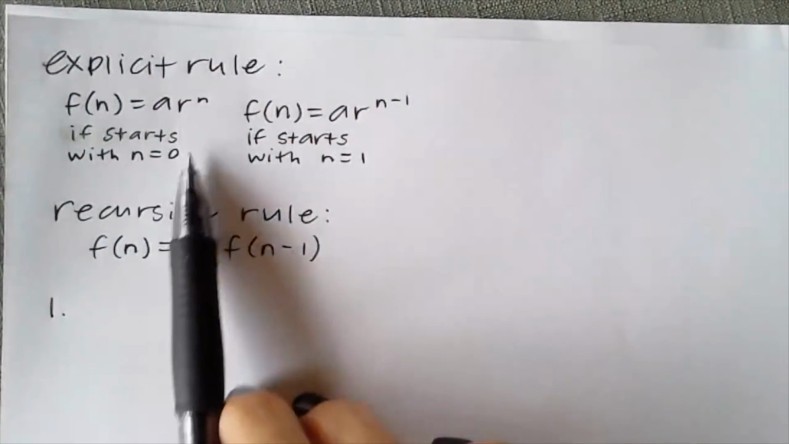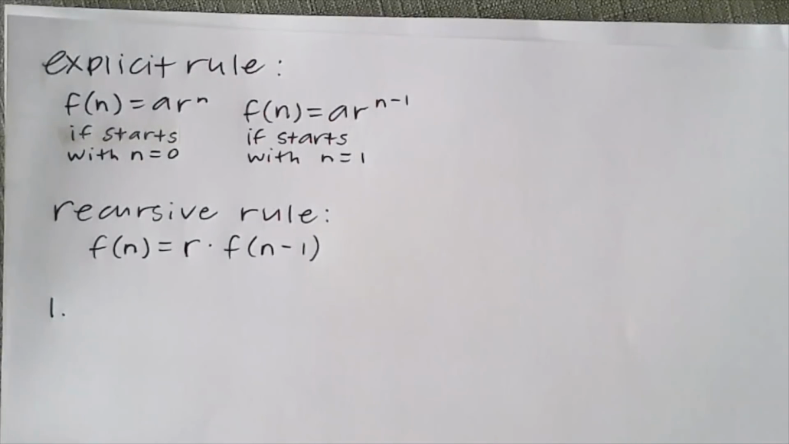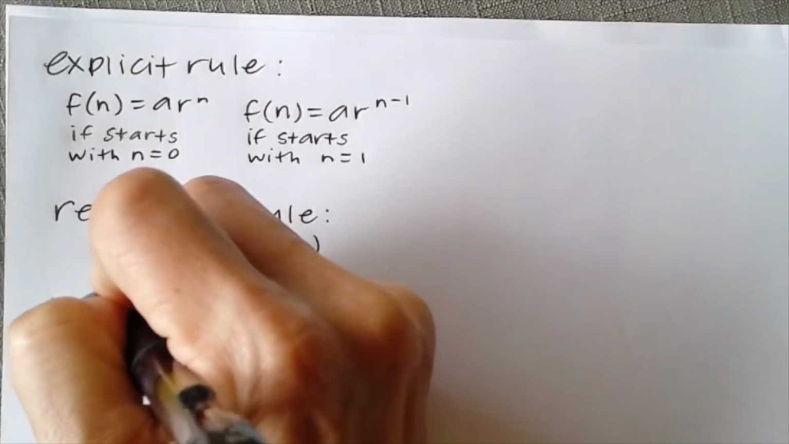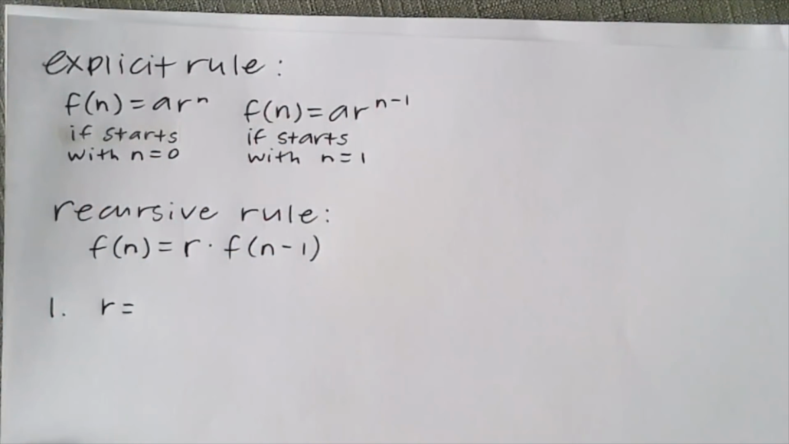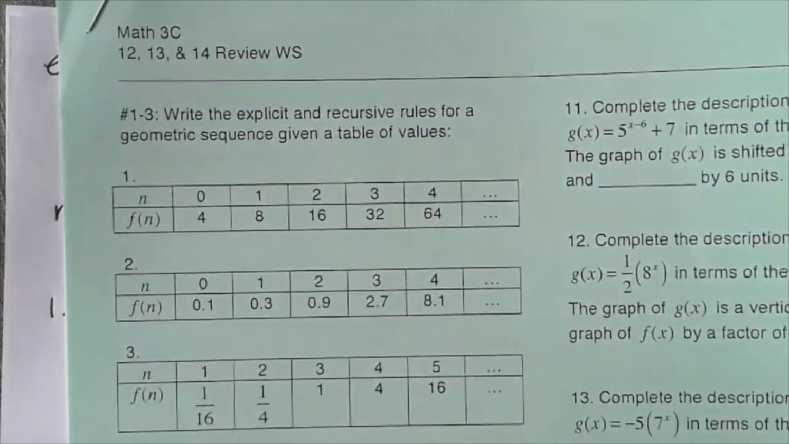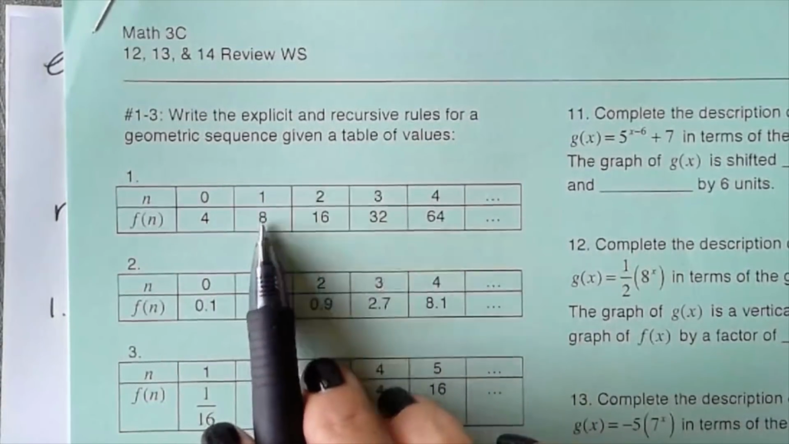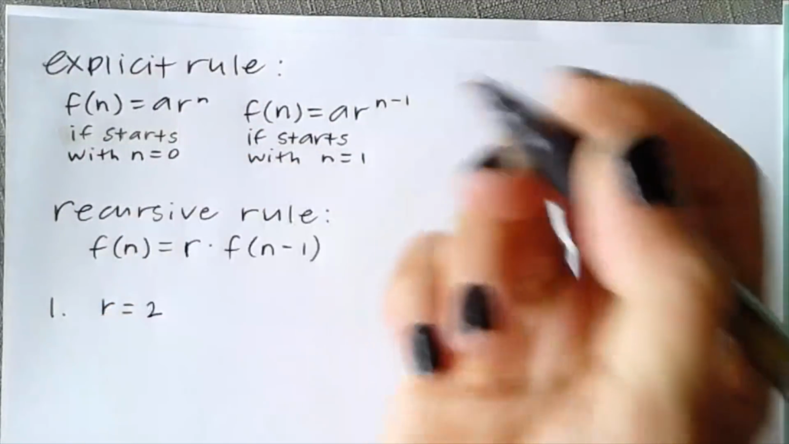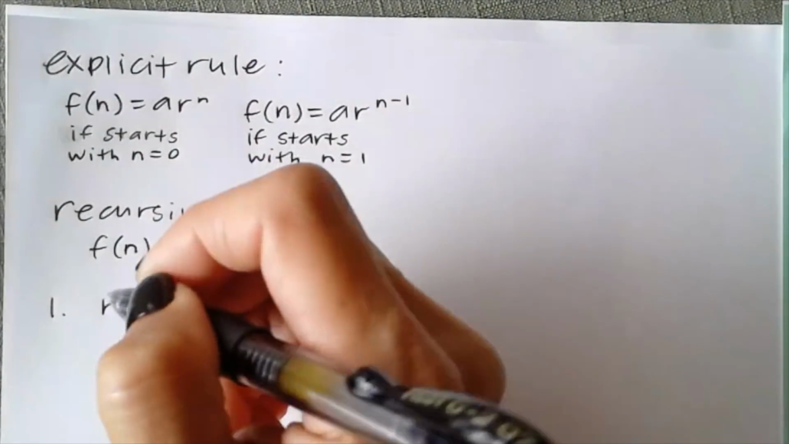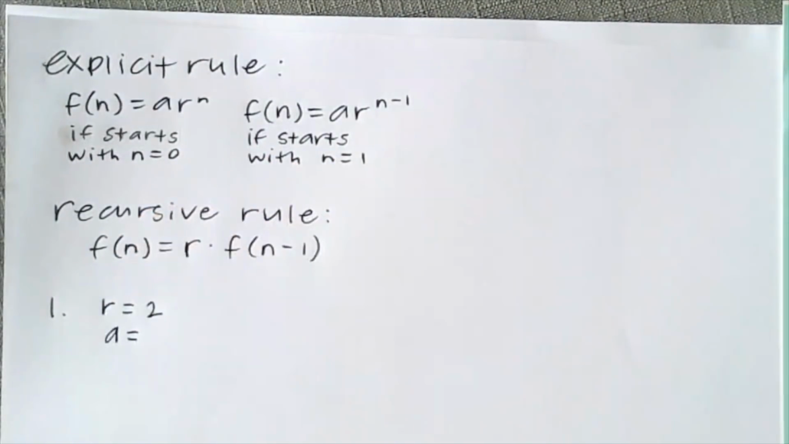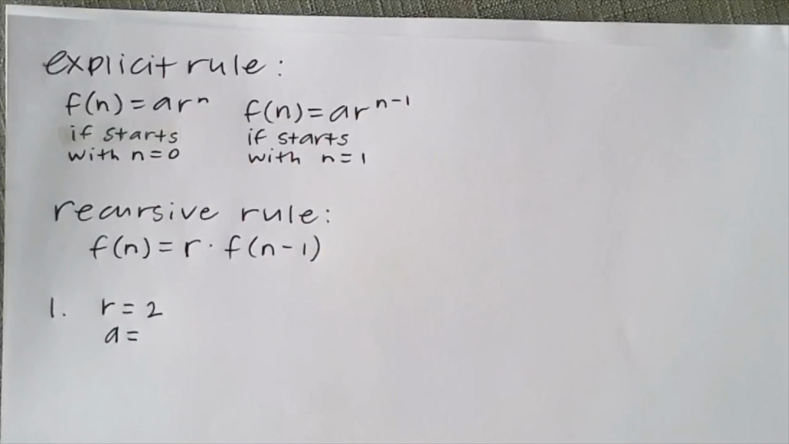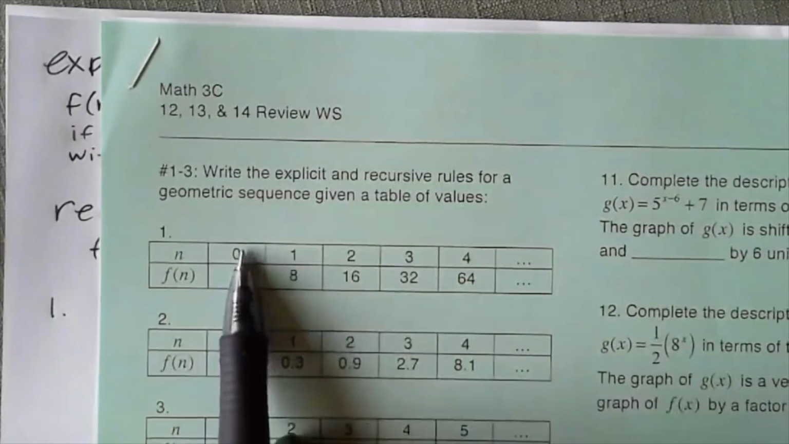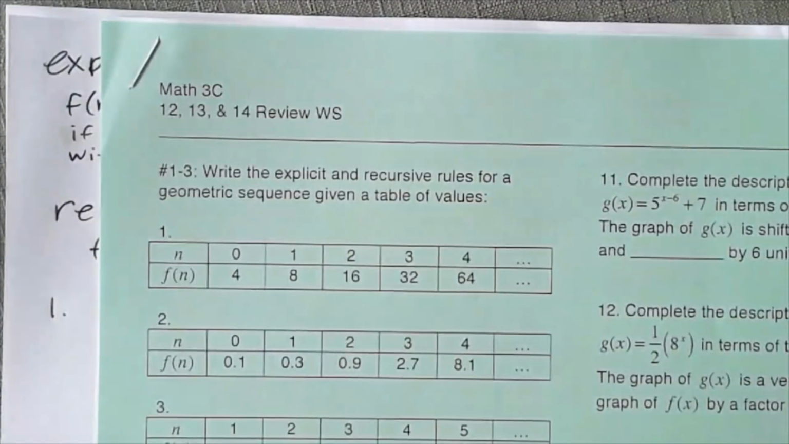I have the explicit rule and recursive rule formulas written out. The first thing I want to look at for number 1 is r. So r is the number we're multiplying by each time. To get from 4 to 8, 8 to 16, we're timesing by 2 each time. So that's going to be our r. And then the next thing we need is our initial value a. So the initial value a is 4. So we're going to use a equals 4.